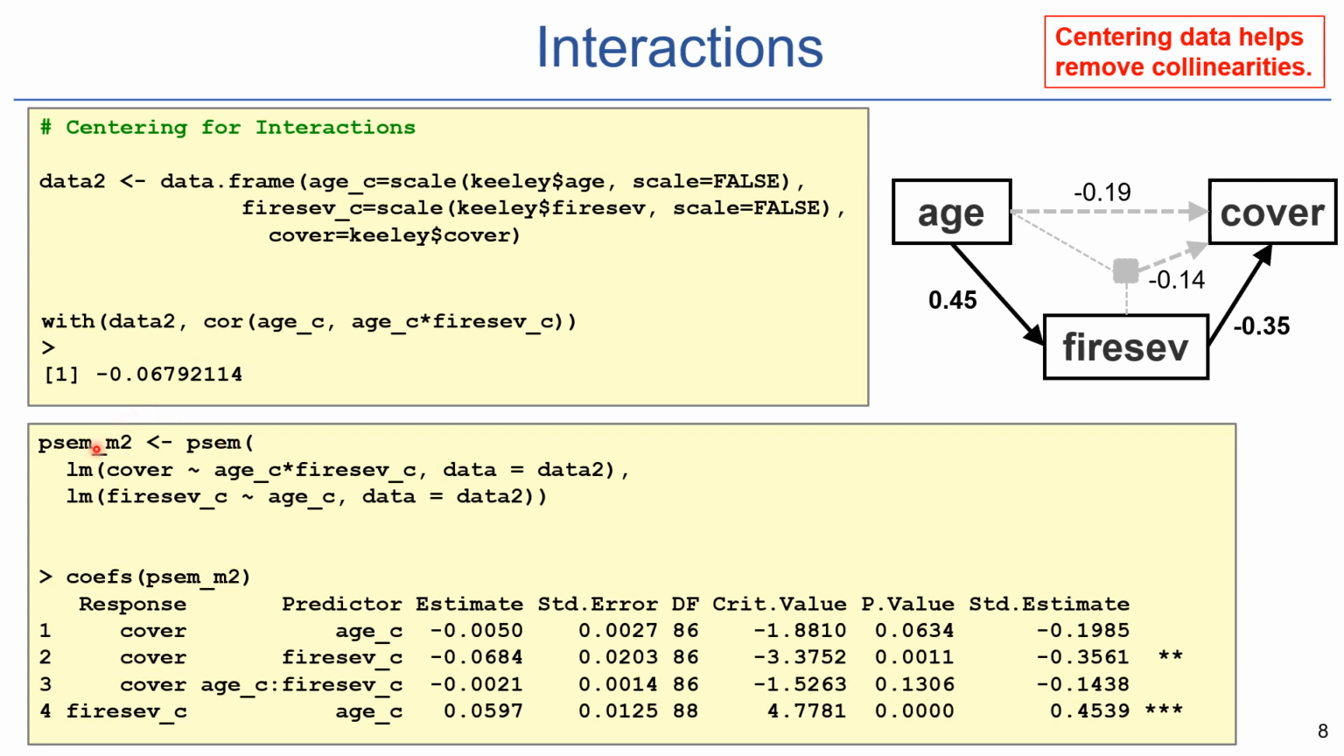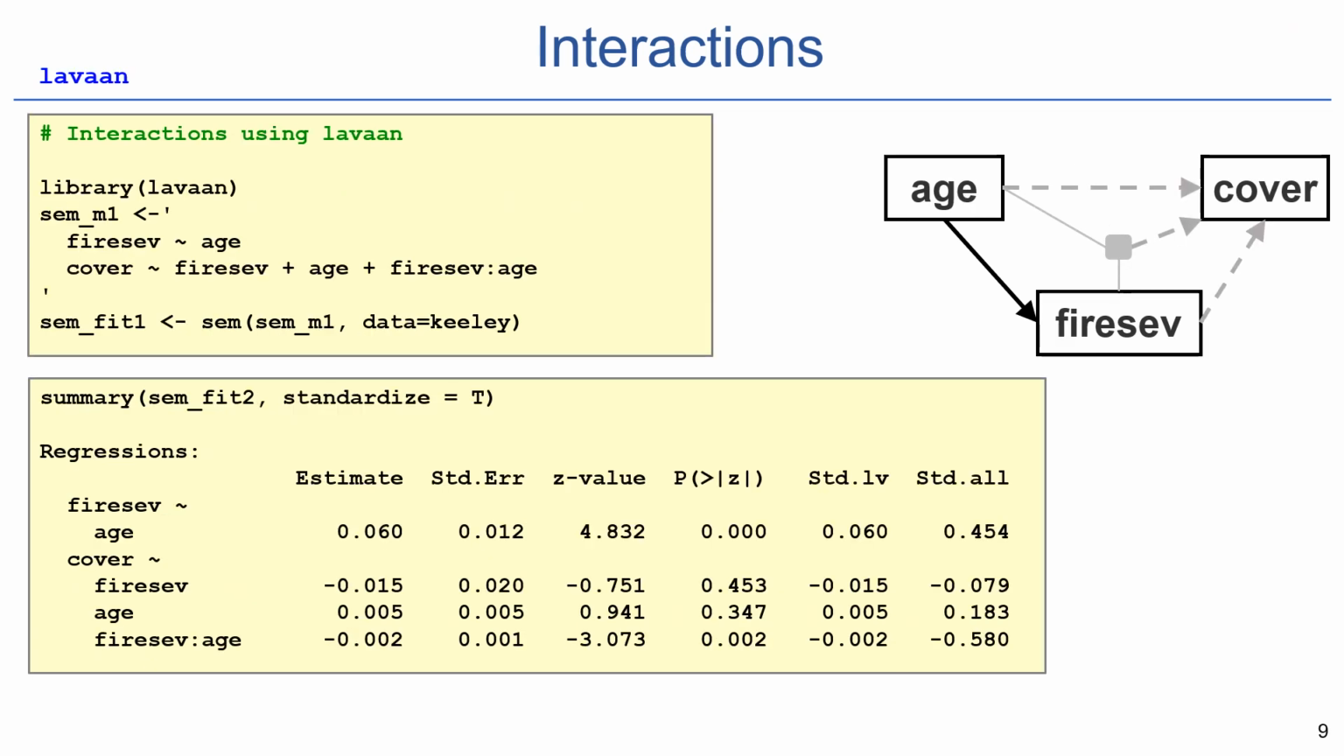And now I refit our model using the centered variables, and now we get results which we would expect from our regression analysis. And you can see that the effect of fire severity on cover now is preserved. So this is the procedure that we have to do when we do structural equation modeling with interactions. The same should be done in lavaan if you want to study single interactions in lavaan.